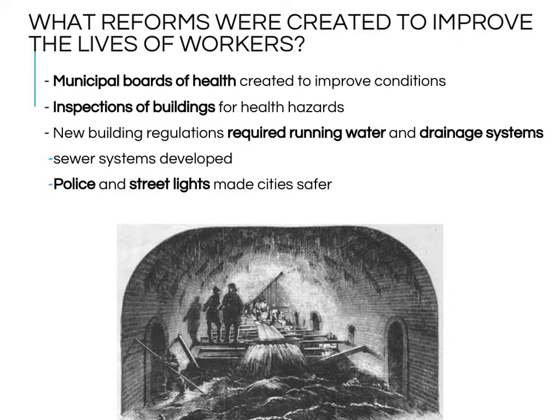Sewer systems developed, which is what this image is showing. So they wanted to develop a way for people to remove waste from the cities. And things like police and streetlights made cities safer. So as all these people moved to cities, crime became a big issue, and so they were trying to deal with that issue.